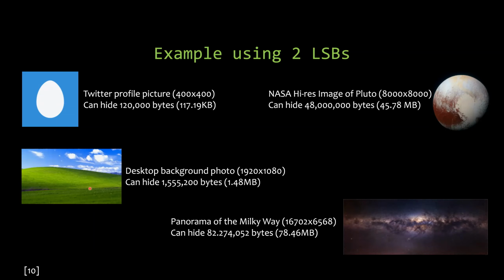Talked about the desktop background photo at 1920 by 1080 can hold almost 1.5 megs. And then finally, a very large image like a panorama of the Milky Way could have something like 78 megabytes contained within it. So there is the risk of having a significant amount of data that is stored within these.